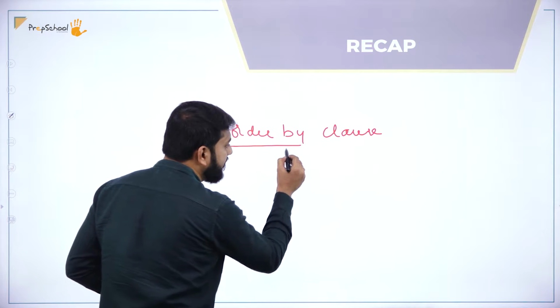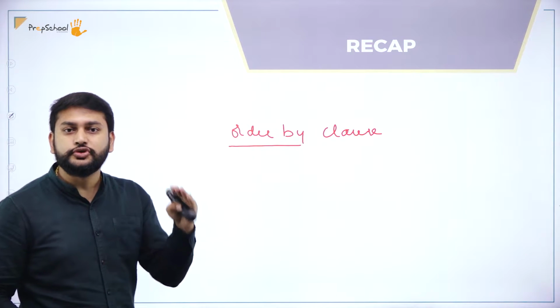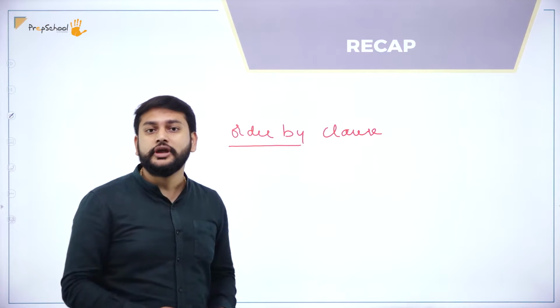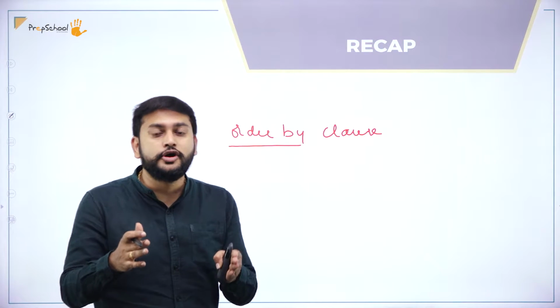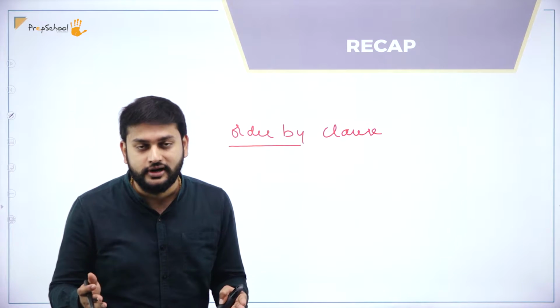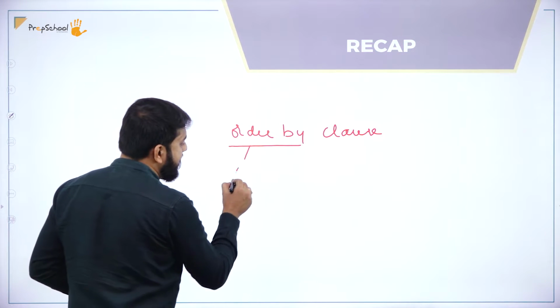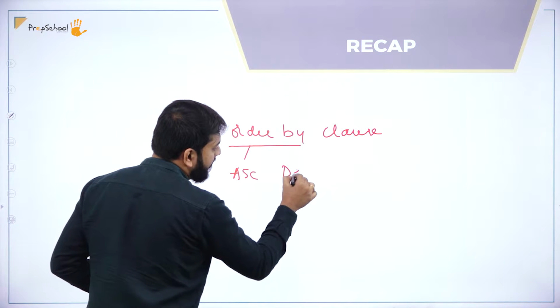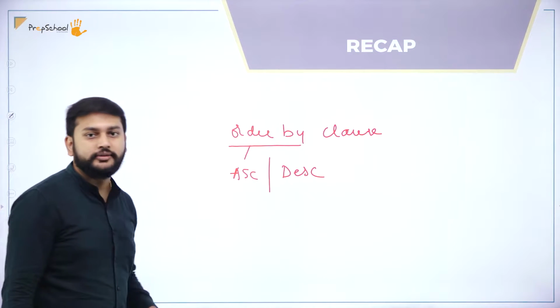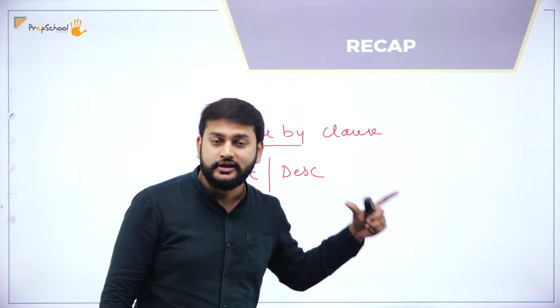That is what you have to remember. By default, it will be sorting the data. If you just use order by, it will be doing it in the ascending. But if you want to use descending, you have to mention it. So that is ascending and descending. This is what we have discussed in the last session.